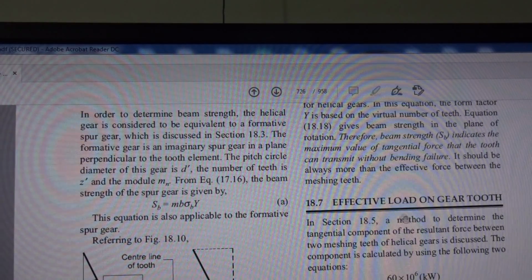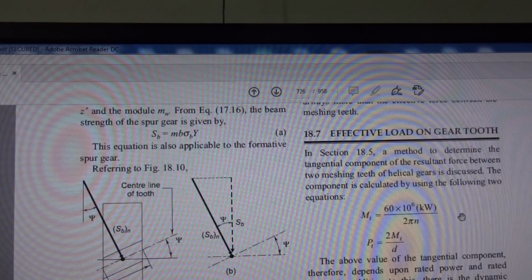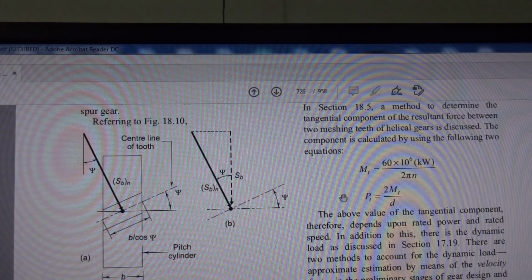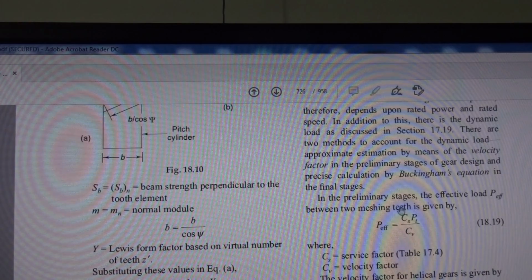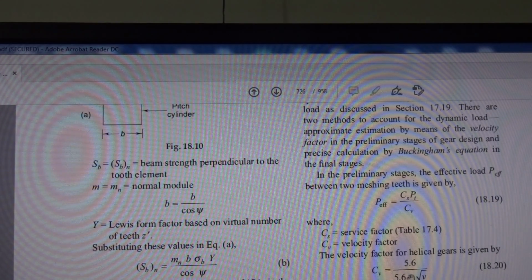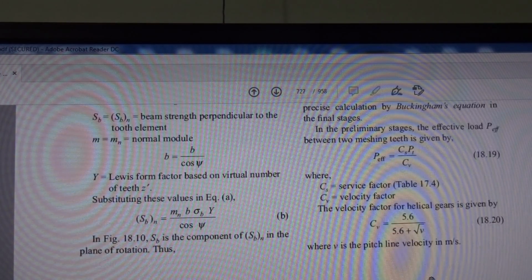Now, the effective load on the gear tooth. You can find the effective load as discussed for the spur gear. This is the MT, which you can get from this formula. PT is equal to 2MT by D, and P effective is equal to CS PT by CV, where CS is the service factor and CV is the velocity factor, obtained as 5.6 plus root V.